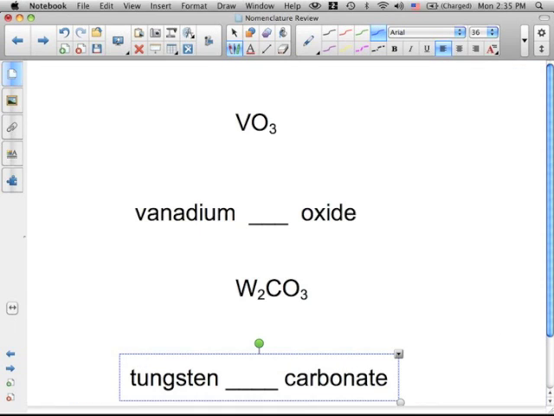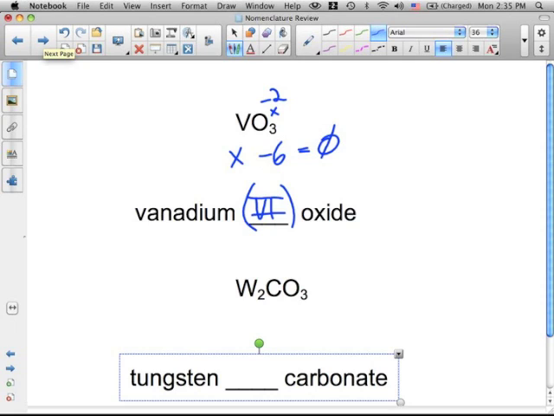The final, oops, here's some more practice. Forgot I put this in. VO3. V is vanadium, O is oxide. What is the charge? V is a transition metal, so it has to have a Roman numeral. The charge on oxygen is -2. There are 3 of them. -2 times 3 is -6. There's 1 vanadium, so that's X, minus 6 equals 0. Therefore, this is vanadium 6 oxide.